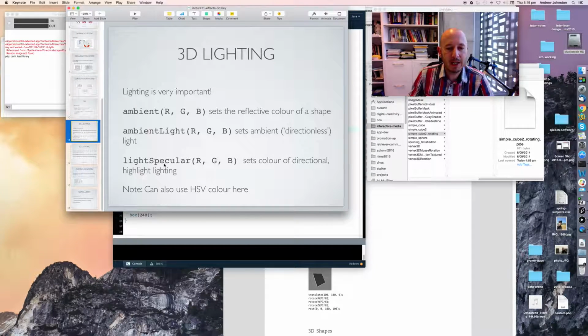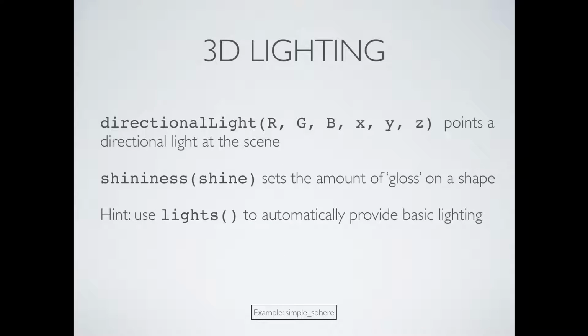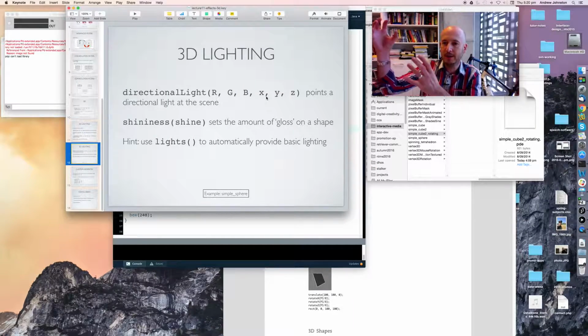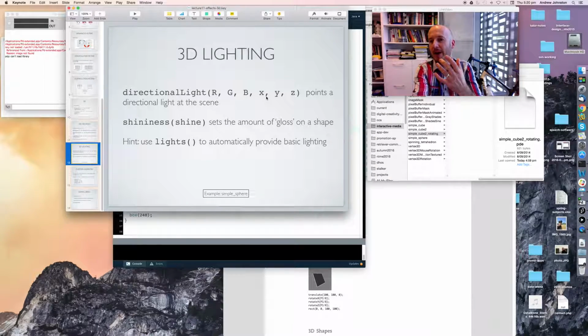There's also a light specular method, which sets the color of a directional or highlight lighting. So maybe the color of a spotlight type effect. There is also the directional light method, which sets the color of and points a directional light at your scene. Again, like a spotlight, and you specify what direction that light points in. Does it point from the top right of your scene, or from the back out from the screen, or where? That's quite important.